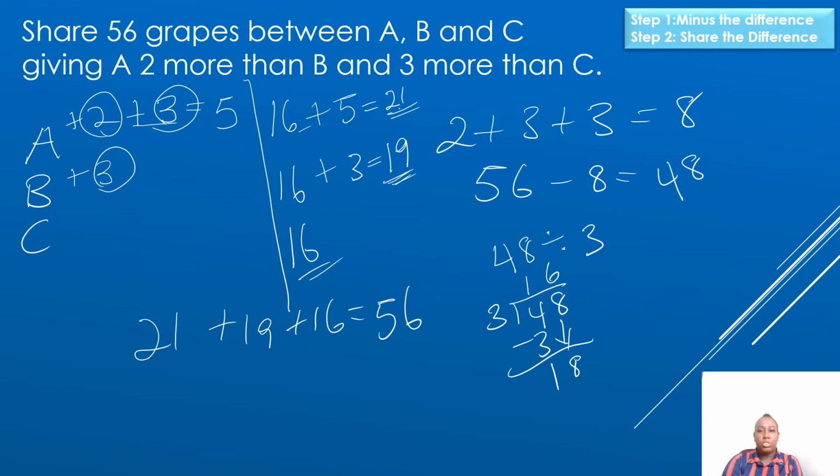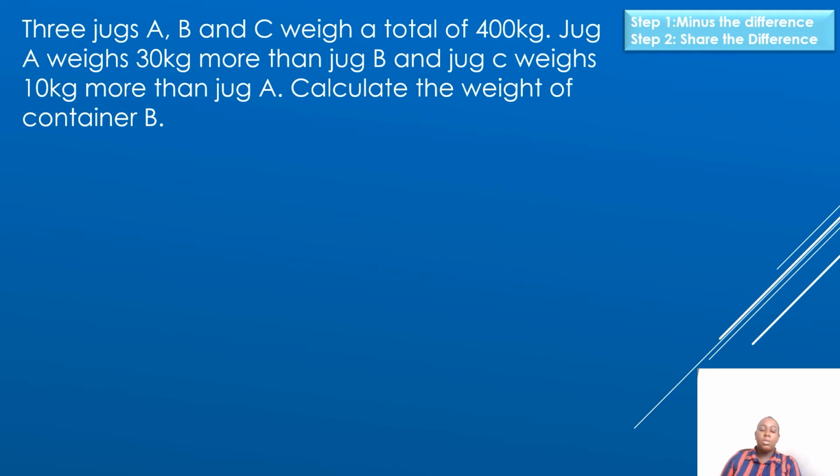I'm going to do another question. 3 jugs, A, B, and C, weigh a total of 400 kilograms. Jug A weighs 30 kilograms more than jug B, and jug C weighs 10 kilograms more than jug A. Calculate the weight of container B. All right, now we're going to write down the information. Again, I'm going to label it simply A, B, and C.